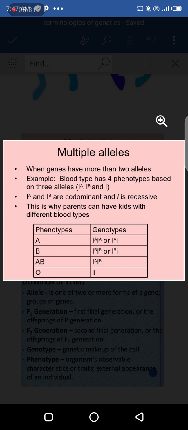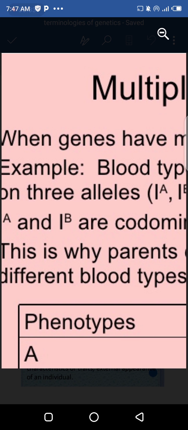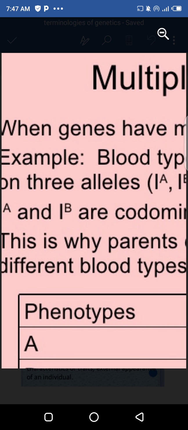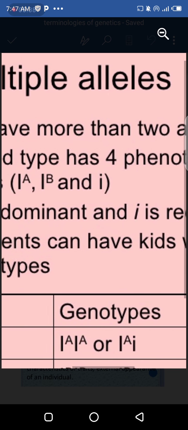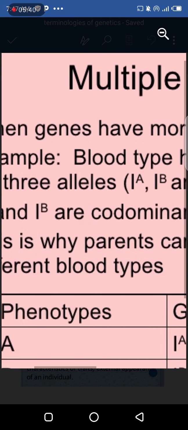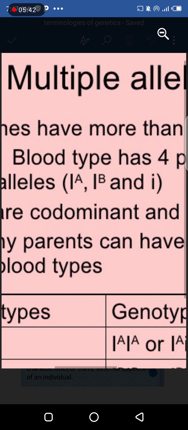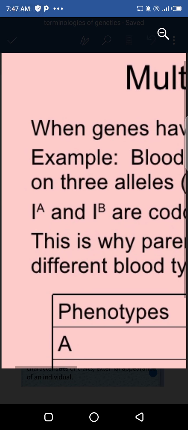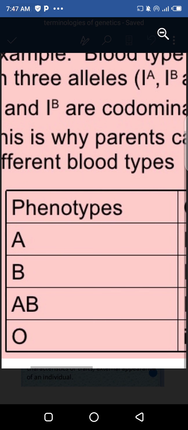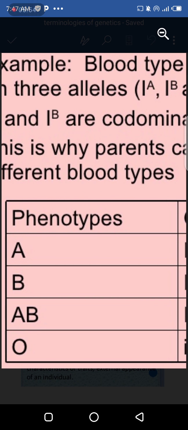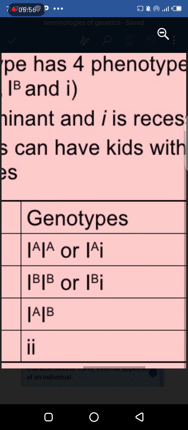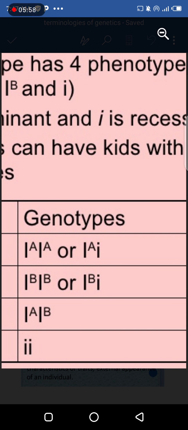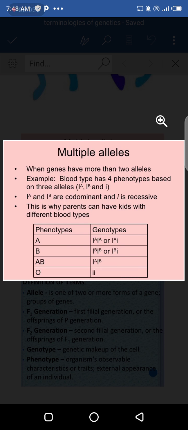Multiple alleles. What are multiple alleles? When genes have more than two alleles. For example, blood type has 4 phenotypes based on 3 alleles. So here you can see the phenotypes A, B, AB, and O blood group. And the genotypes, the alleles responsible for these characters, are given here.